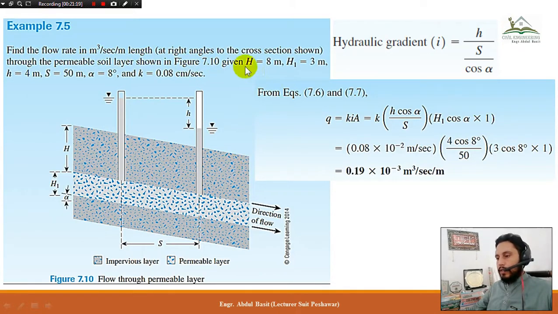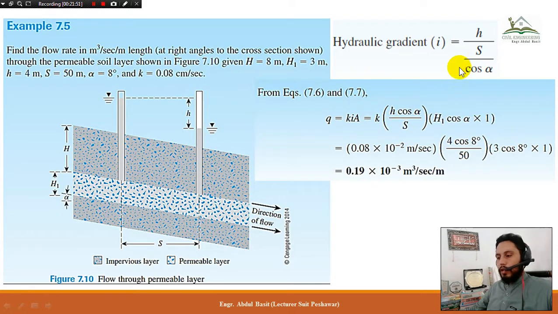So here it is given, h is 8 and h1 is 3, and h is equal to 4 and s is equal to 50, and all these values are given. K is also given, alpha is also given. So again you will do the same geometrical calculation for this as well. This is the base. Alpha is given 8. If you want to find out this hypotenuse, how will we do it? Simple, this will be that hypotenuse.